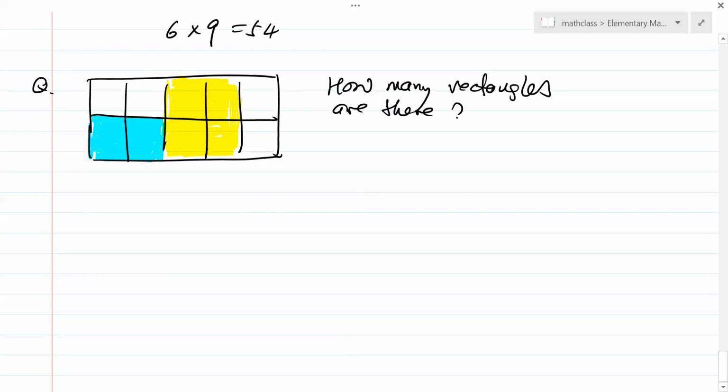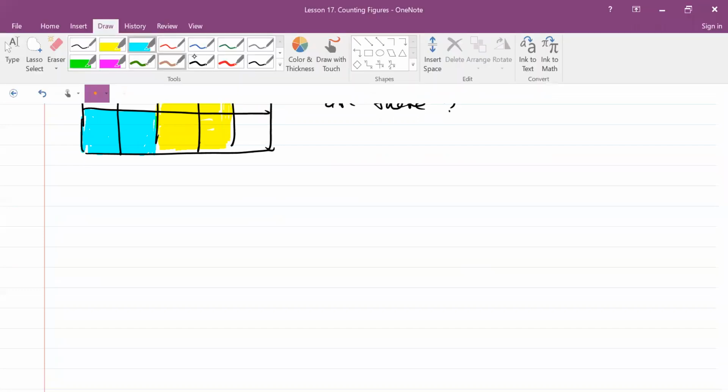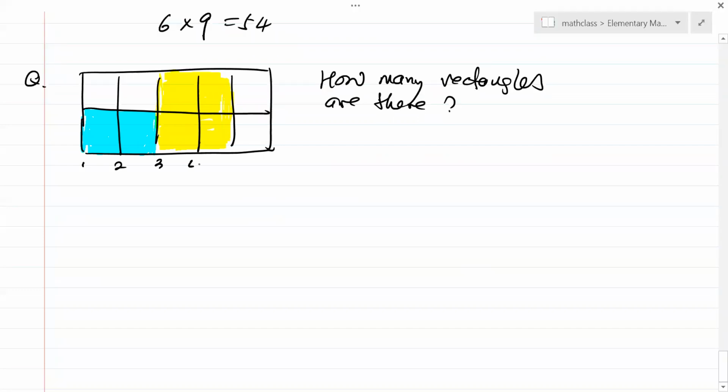Okay, so let's do this. All right, first of all, let's see. How many points are at the bottom? 1, 2, 3, 4, 5, 6. Okay. So I want to determine how many pairs there are on the bottom line. How many pairs at the bottom line?